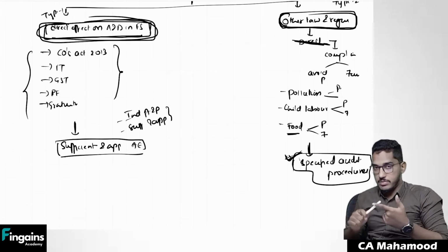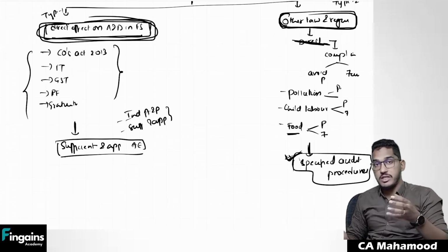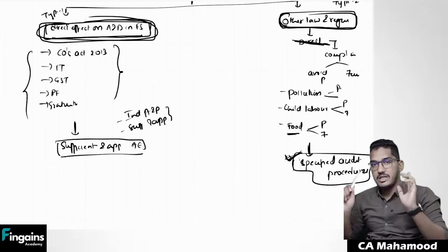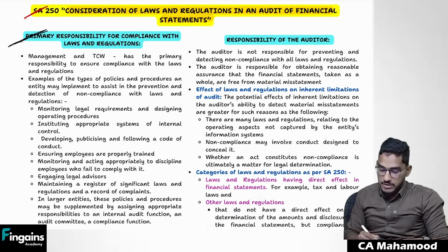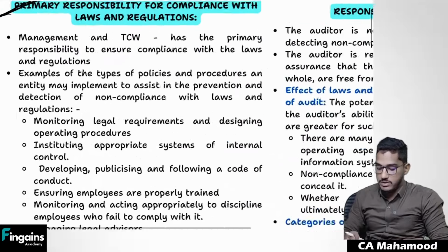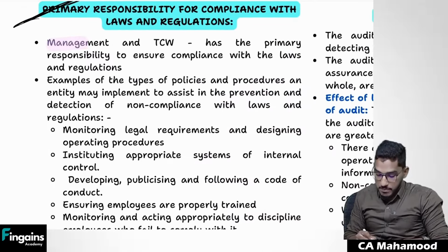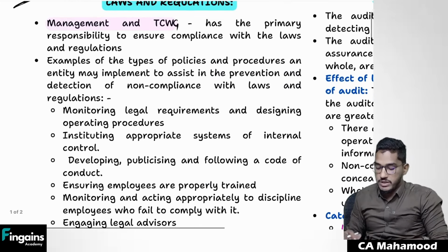We spoke about what is the management responsibility and what is the auditor's responsibility, and for the auditor's responsibility, laws and regulations are divided into 2 categories, and what is the auditor's responsibility regarding each category we have seen. So first we have seen the primary responsibility for ensuring compliance with laws and regulations. Whose primary responsibility is it, guys? It is always the responsibility of management and those charged with governance. They have the primary responsibility to ensure compliance with laws and regulations.